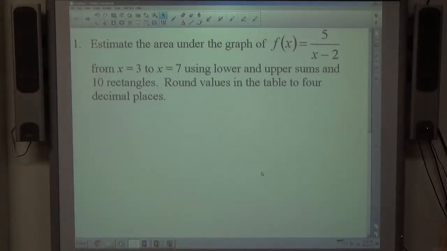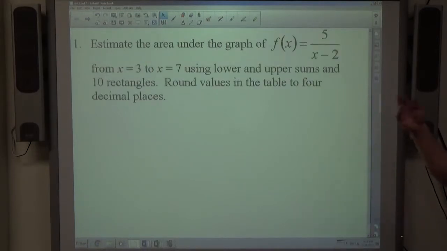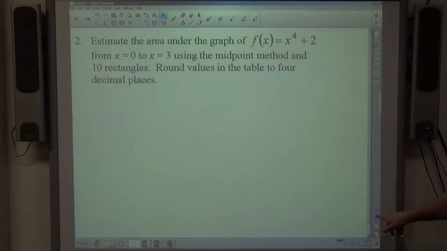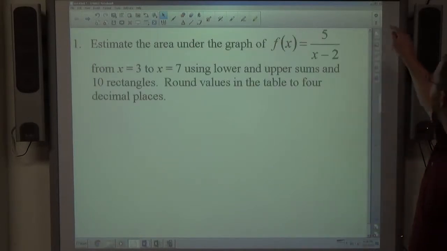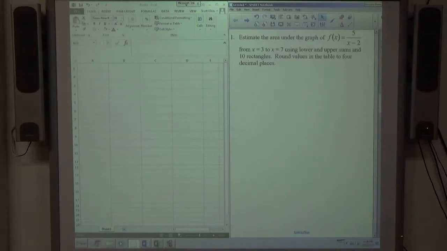Okay, problems 1 and 2 asked us to estimate the area under the graph of two different equations. One using upper and lower sums and 10 rectangles, one using the midpoint method and 10 rectangles. My preference is to use Excel, so I'm going to bring Excel up over here. I've got my font a little bit bigger than you'll probably have.